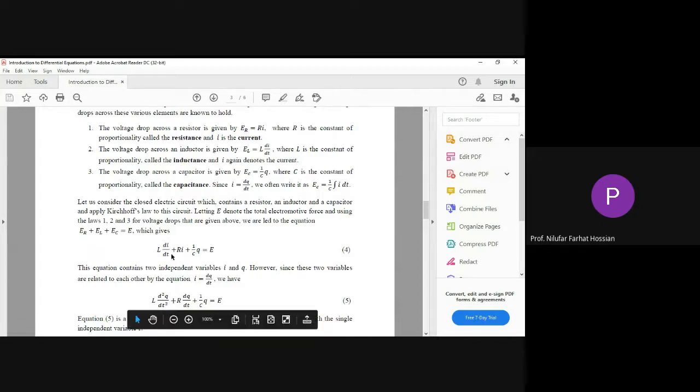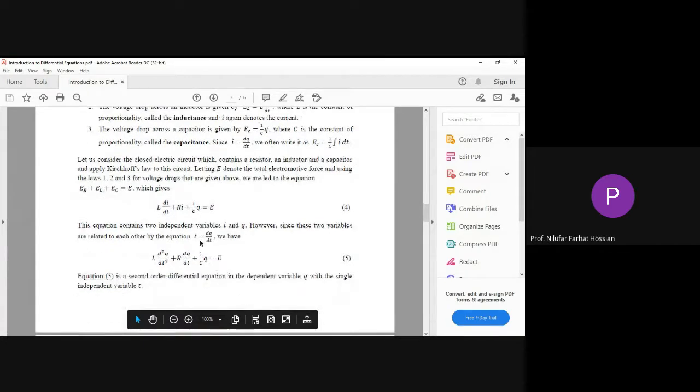So this equation is definitely a differential equation, but it involves two dependent variables, I and Q. If you want to convert it into only one dependent variable, you just put I equal to dq by dt. So here it will be L into d square q by dt square plus R into dq by dt plus 1 over C q equal to E.